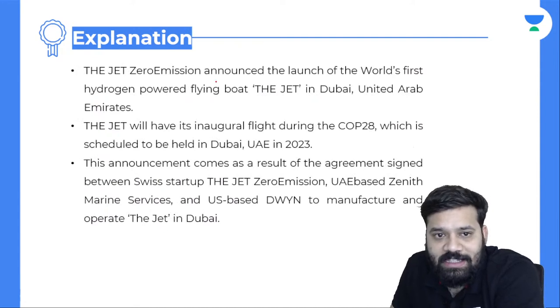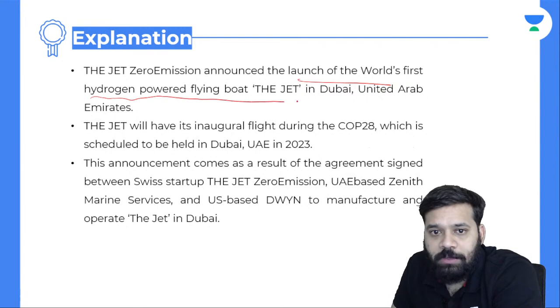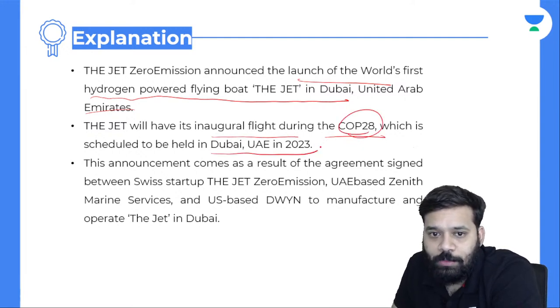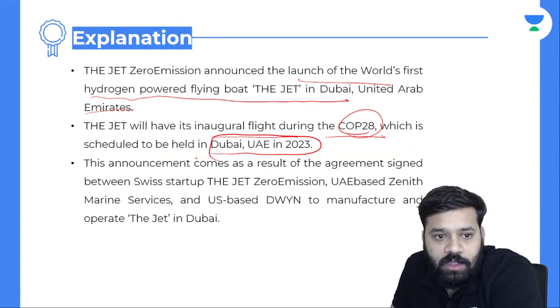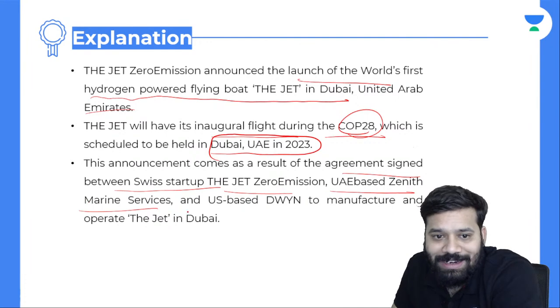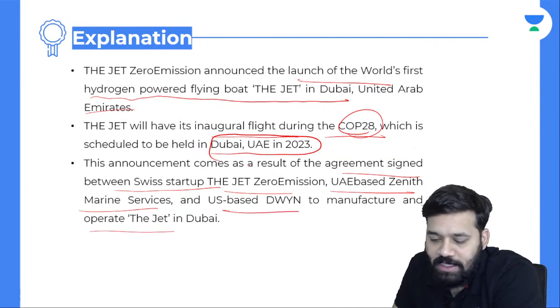The Jet Zero Emissions announced the launch of the world's first hydrogen-powered flying boat, the Jet, in Dubai, that is in UAE. The Jet will have its inaugural flight during the COP28, which is scheduled to be held in Dubai, UAE, in 2023. This announcement comes as a result of an agreement between the Swiss startup Jet Zero Emission, UAE-based Zenith Marine Services, and UK-based DWYN to manufacture and operate the Jet in Dubai.